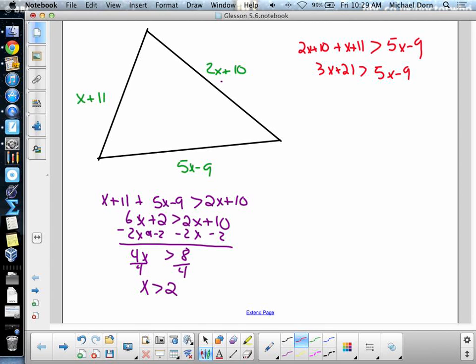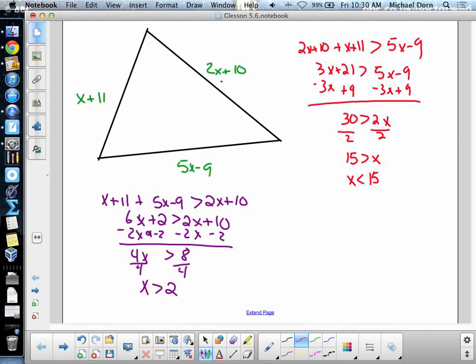So subtract 3x from each side, add 9. I get 30 is greater than 2x. Divide by 2, I get 15 is greater than x. Or if I'm going to switch that so x comes first, x is less than 15. Because if I switch sides, the inequality is still pointing at the x, right? So I now know that x has to be greater than 2 and it has to be less than 15.